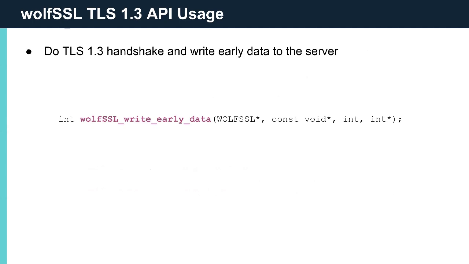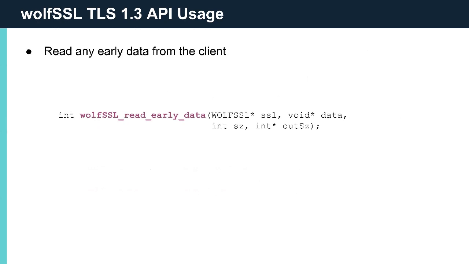If you do want to use early data, you can write that data on the client side by calling wolfSSL_write_early_data. That'll do the handshake and send the early data internally. On the server side, as an initial function call in place of wolfSSL_accept, you could call wolfSSL_read_early_data, and that would start and continue the handshake on the server side, as well as receiving that early data that the client had sent.